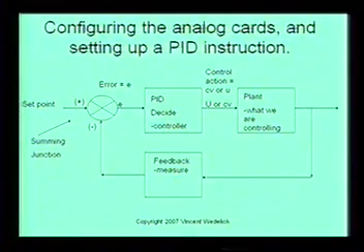Okay, next we're going to go ahead and configure the analog cards and setting up PID instructions. So the first thing we need to do is just find out what a PID instruction is. And they have classes in electrical engineering on this, and they're controls classes. But basically what a PID instruction does is it takes a set point, and then it takes a measured feedback, and if it's closed loop, and then it controls something.